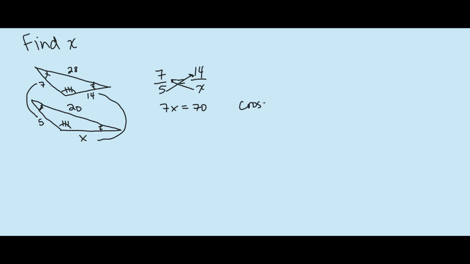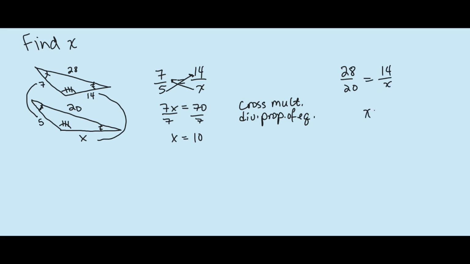So cross multiplication, divide by my coefficient, division property of equality. I'm going to get x equals 10. You could have done it with 28 over 20 equals 14 divided by x, and you'll still get x equals 10.